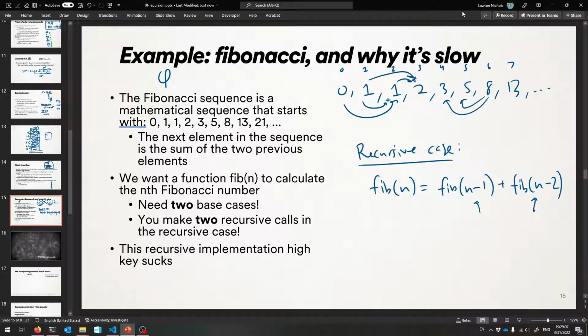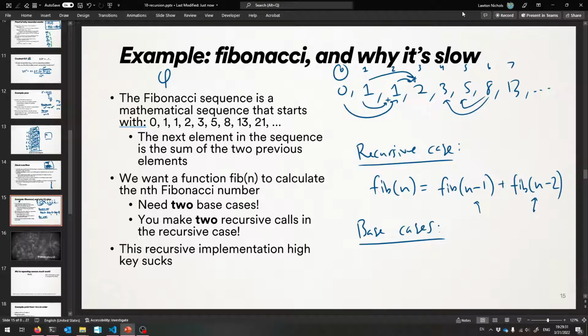Isn't that so cool? So that is the recursive case. The base case is actually two separate cases. Let me show you why. The reason you need two separate cases is because you don't immediately know the answer for the 0th element and the first element of the sequence.